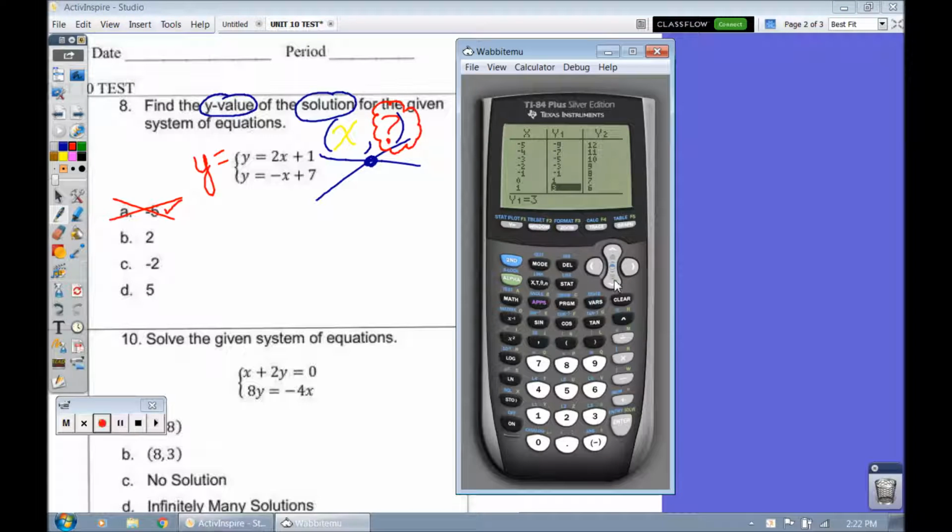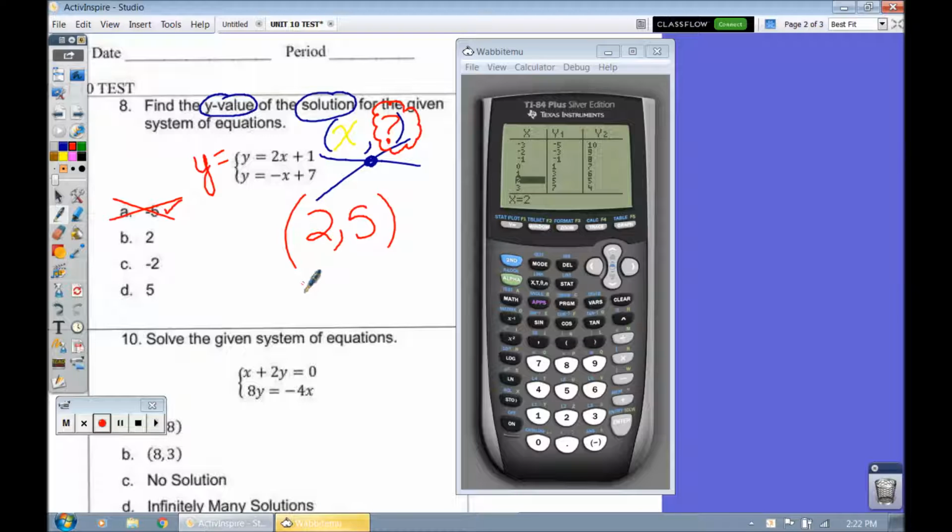+2. Do we have matching y's? No, well, it doesn't look like we have a 2. Do we have a -2? Do we have a 5? Oh yeah, look right here. So we know our coordinate is 2, 5. This is where it crosses, or this is the solution.